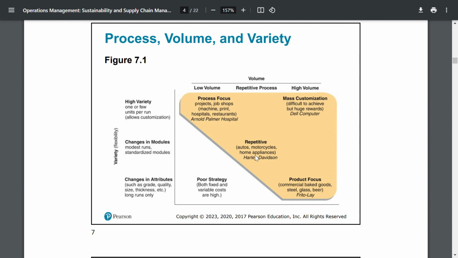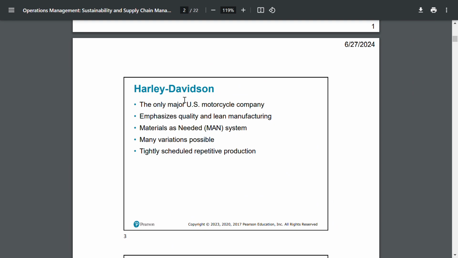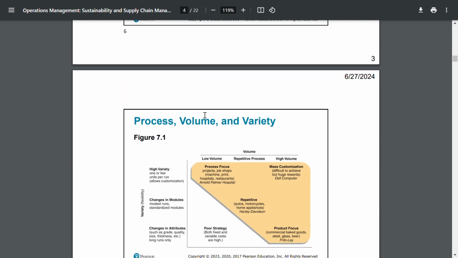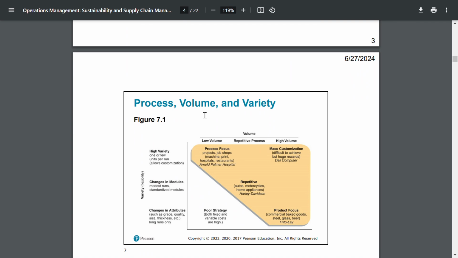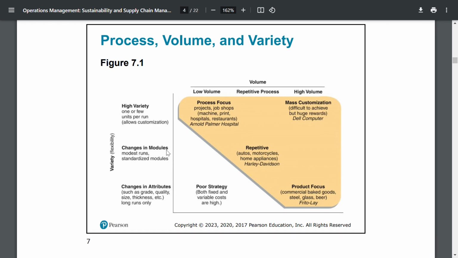So, for example, Nissan. So Nissan is an example of a repetitive process, and our first example, the Harley Davidson company, is an example of a repetitive process. So there are some changes in the modules. It's not like minor changes in attributes. They are major changes in the modules, and they are repetitive. Okay, so they happen frequently, more than the process focus, but less than the customization that we're going to talk about, and less than the product focus.